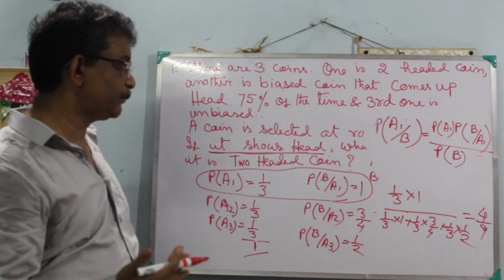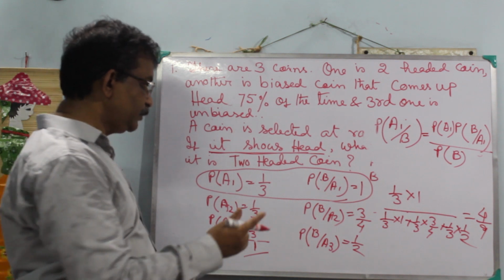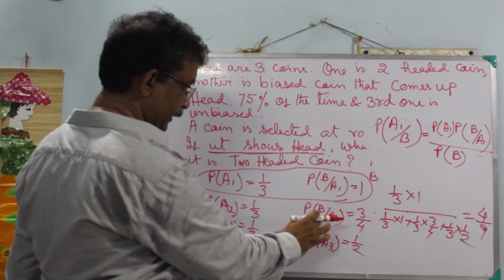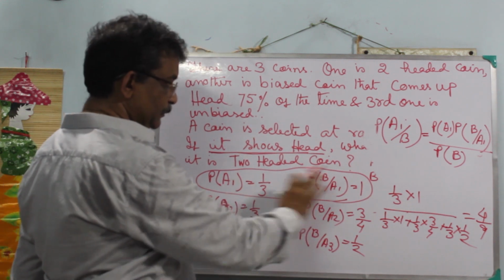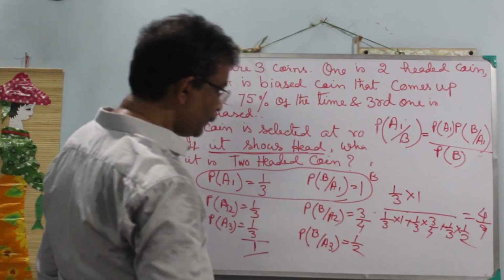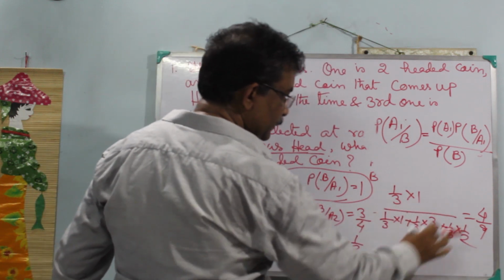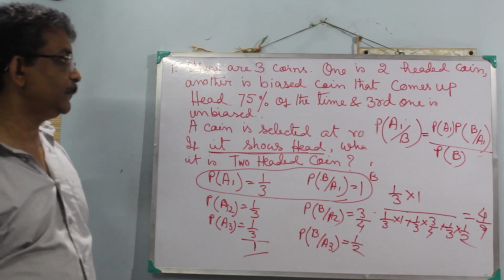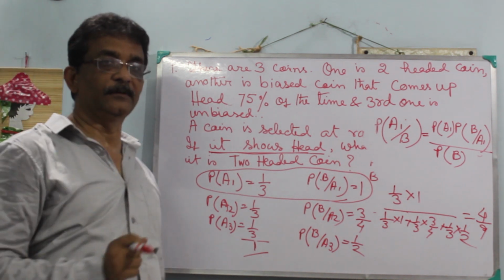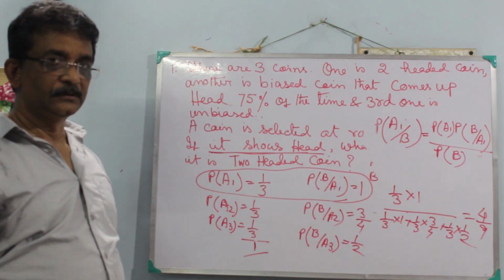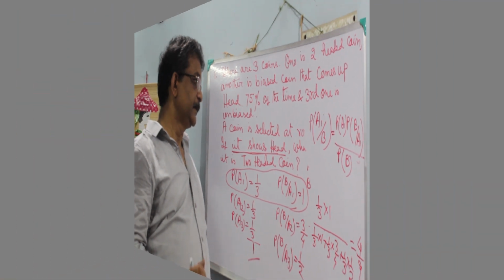Some question asks, what is the probability of head? So probability of head means when A1 is selected, head; A2 is selected, head; A3 is selected, head. So you multiply this denominator, sum is the total probability of head. That is total probability, the totality of the probability. Clear?